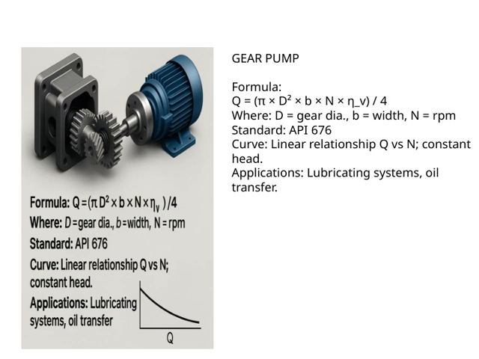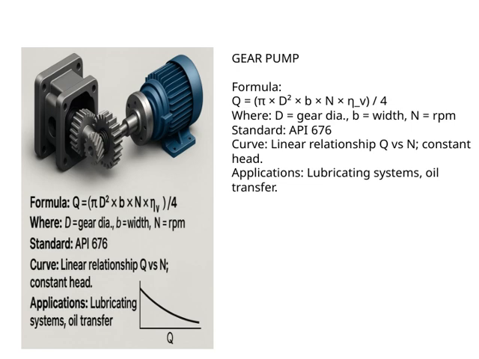This formula helps us calculate the flow rate, or Q, which is critical for designing or selecting a gear pump for specific applications. Now, when we look at standards, the API 676 is the recognized guideline for gear pumps, ensuring quality and consistency in design and performance. If we visualize the performance curve, it shows a linear relationship between the flow rate, Q, and the rotational speed. And this means that as you increase the RPM, the flow rate increases proportionally, assuming the head remains constant.